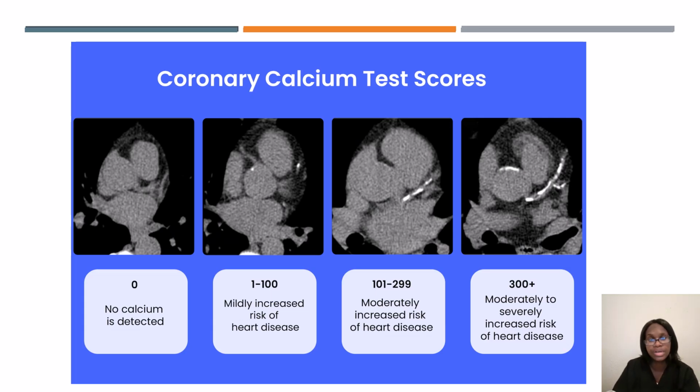Then this is your coronary calcium test scores. These are the ranges. 0 for no calcium detected. You have mildly increased risk of heart disease for 1 to 100. If someone was given a score of 101 to 299, moderately increased risk of heart disease. 300 on up, moderately to severely increased risk of heart disease.